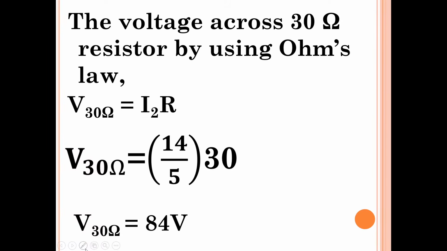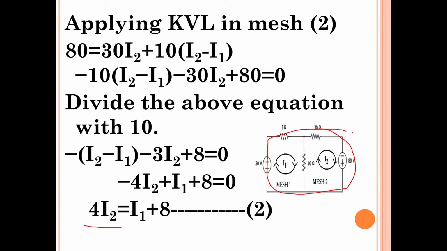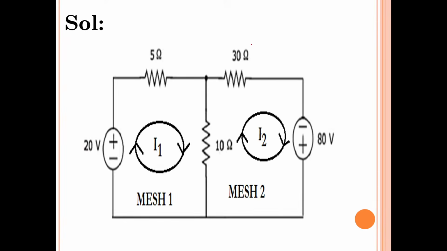Voltage across 30 ohms resistor. What is the voltage across the 30 ohms resistor? I2 into 30. Here I have written R, but it is I2 into 30, isn't it? I will just show you the circuit. What is the voltage across this resistor? The current in this resistor is how much? I2 current.